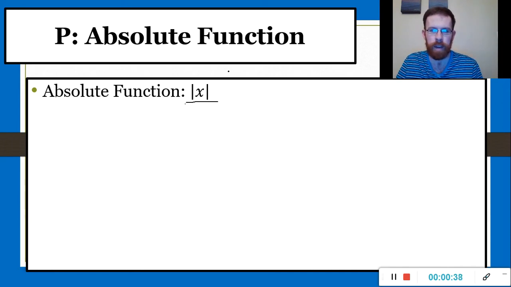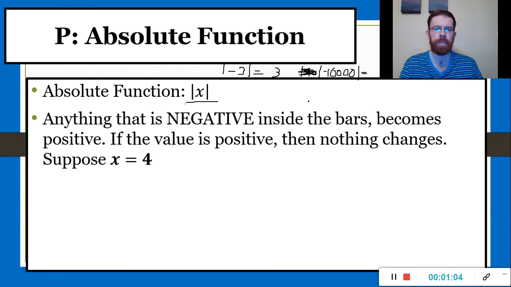Like if I had a negative 3 in there, well, that becomes a positive 3 when the operation is taken care of. If I have a negative 10,000, it becomes a positive 10,000. You get the picture. So, as I said, anything that's negative inside these bars becomes positive. If the value is already positive, nothing changes.